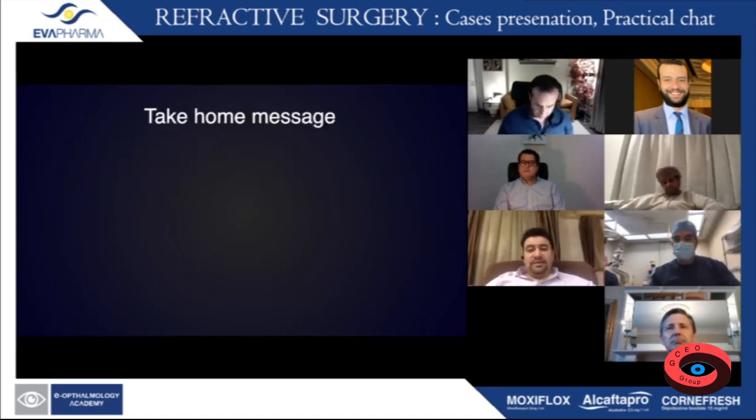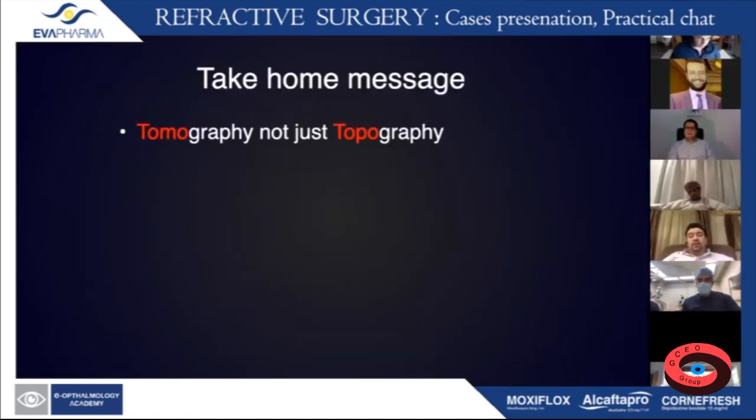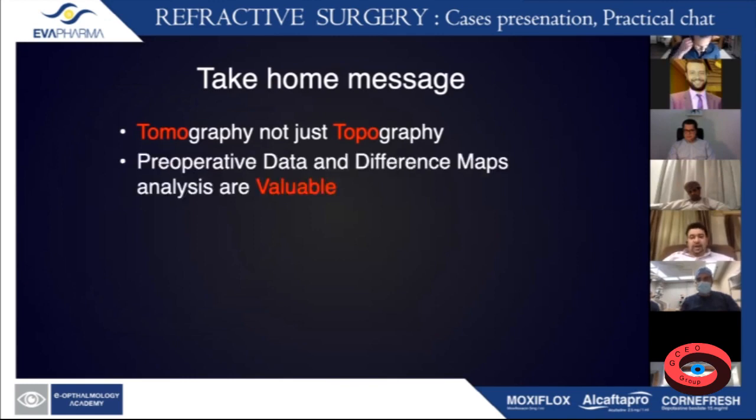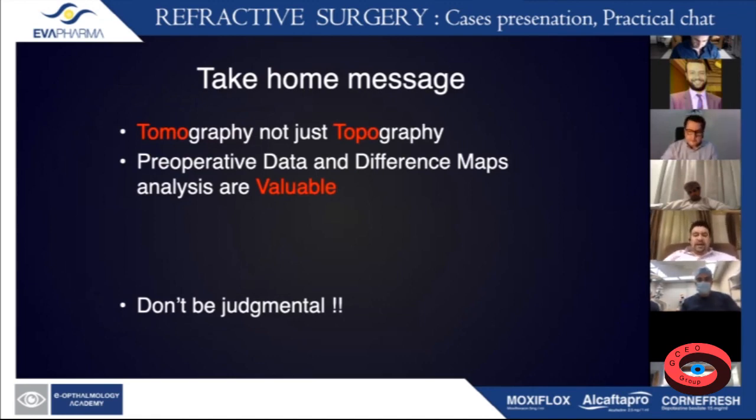The take-home message: tomography is more important than just looking at the topography. Tomography gives you the full picture, and preoperative data and difference maps are valuable to make your decision. And please, finally, don't be judgmental when you look at the tomography. You should look at everything possible at hand and reach your conclusion.